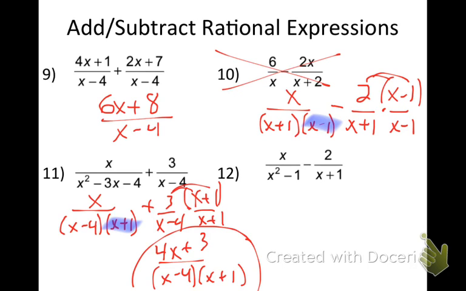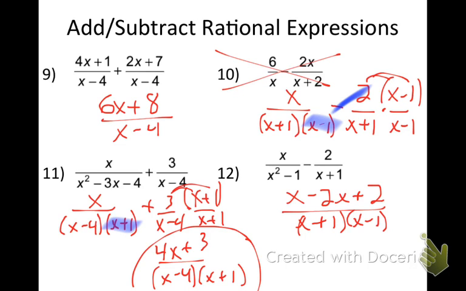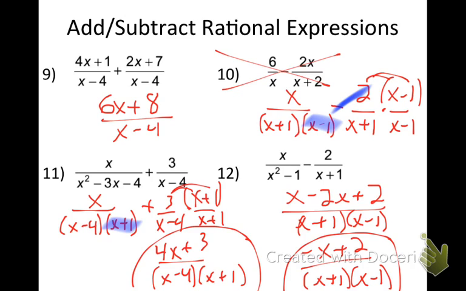And I distribute here. And really I could distribute the negative 2, because you see the negative 2 here, just making it easier for me. I get x minus 2x plus 2 all over x plus 1, x minus 1. And now I look to simplify like terms, giving me negative x plus 2 all over x plus 1 and x minus 1. And there's your final answer.